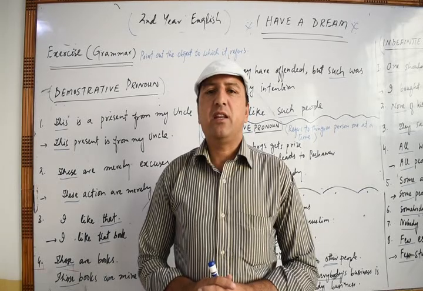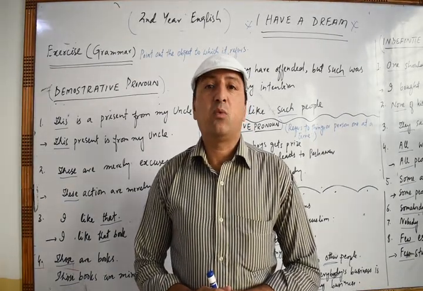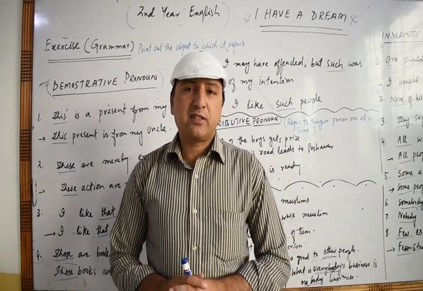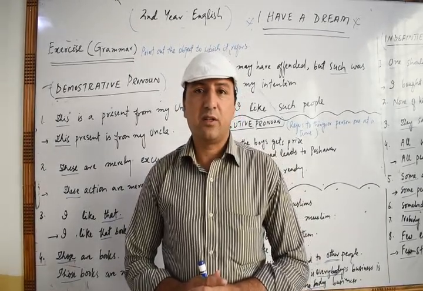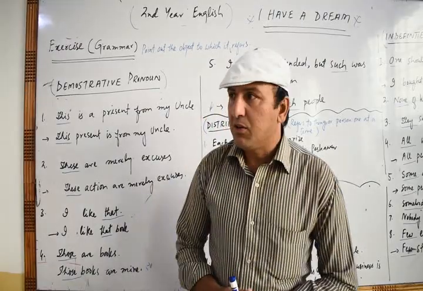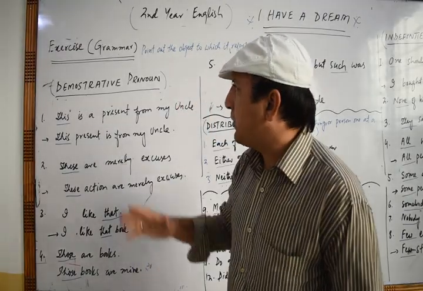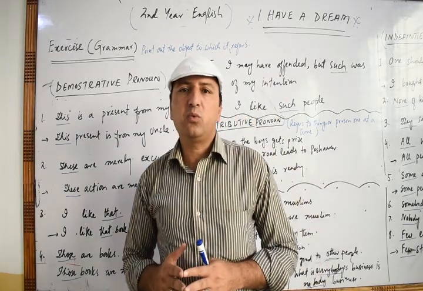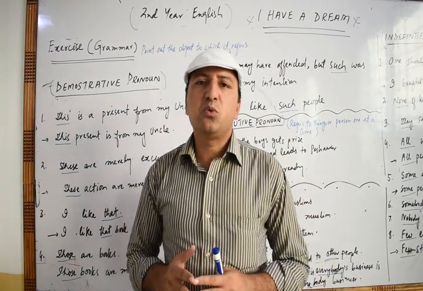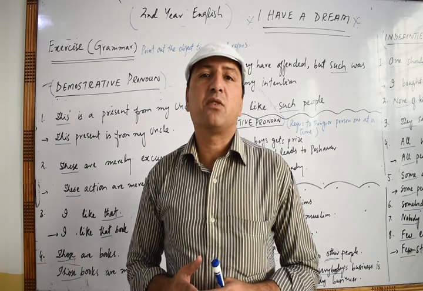Today I will explain the exercise of the lesson I Have a Dream. In this exercise I will explain and discuss some grammatical units. So let's make a start. First of all we have pronoun, demonstrative pronoun. What is a pronoun? A pronoun is a word which is used instead of or in place of a noun.